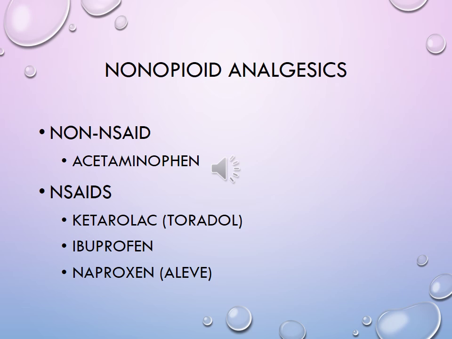Non-opioid analgesics are like your non-NSAIDs like acetaminophen, and NSAIDs like ketorolac or Toradol, ibuprofen, naproxen. These help with fever and pain, but do not help with inflammation, and I'm talking about the non-NSAIDs, where our NSAIDs will reduce fever, pain, decrease inflammation, and then it increases platelet aggregation, which can put people at risk for GI bleeds. So we have to remember NSAIDs are contraindicated with other blood thinners.